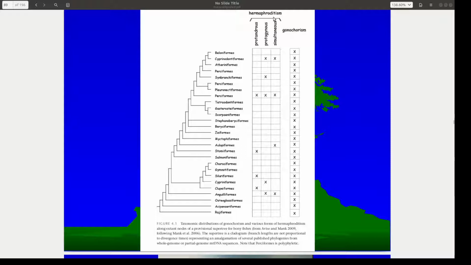Or you have sequential hermaphroditism. And there, in some cases, the sequence goes from female to male, female first and male second during development. And that occurs in 1, 2, 3, 4, 5 groups. And then another form of sequential hermaphroditism is, of course, males first and then females during development. And that occurs also in 1, 2, 3, 4 forms.